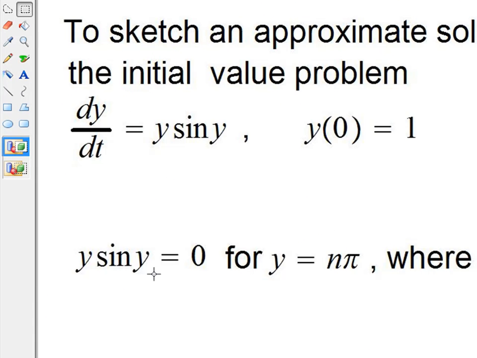So you can see y sine y is 0 for y equals n pi, because if you take n equals 0, y is 0, so this value is 0. Or for n pi, sine of y will always be 0, so this is 0.